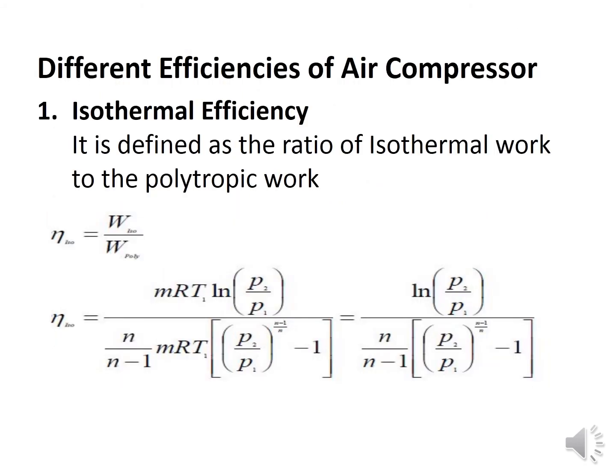Right. Now we will see some of the different efficiencies of air compressor. Isothermal efficiency is defined as the ratio of isothermal work to the polytropic work. Isothermal work we already derived in the first video, first derivation, that we got as MRT1 ln P2 by P1, and for polytropic work we know the equation n divided by n minus 1 MRT1 P2 by P1 raised to n minus 1 divided by n minus 1. From this MRT1 is common, so we will get this equation for isothermal efficiency.